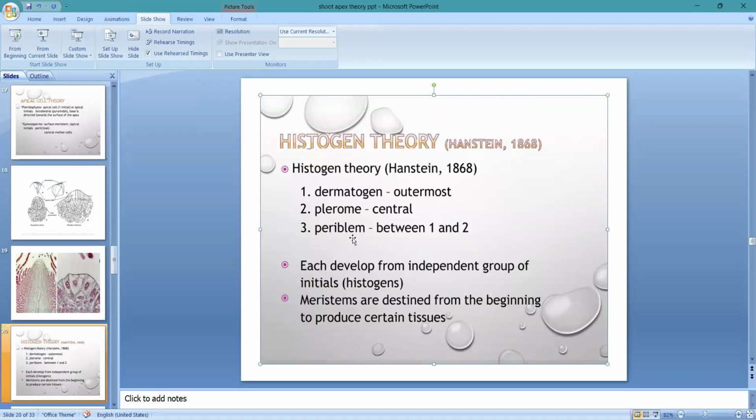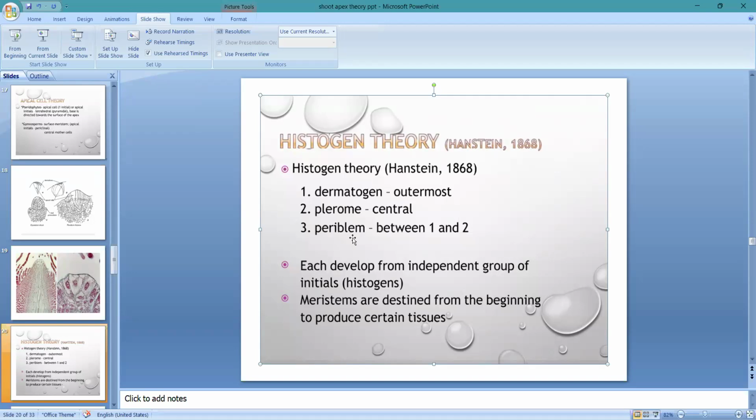Okay, this histogen theory is inadequate to explain the shoot apex of seed plants. Because in many gymnosperms and angiosperms, distinction between peribulum and plerome is absent. So what are the reasons for that? Mainly, in gymnosperms and angiosperms the distinction between the peribulum and plerome is absent. There is no sharp distinction between the dermatogen and peribulum. That is the second reason. And the third one is the origin of different regions from the histogens cannot be demonstrated.